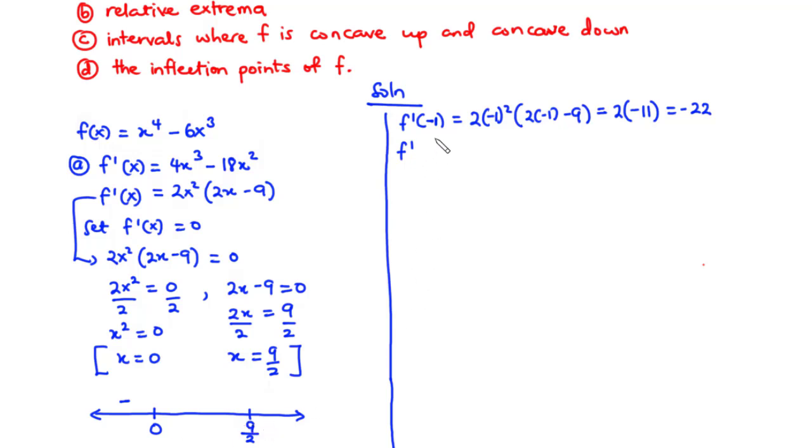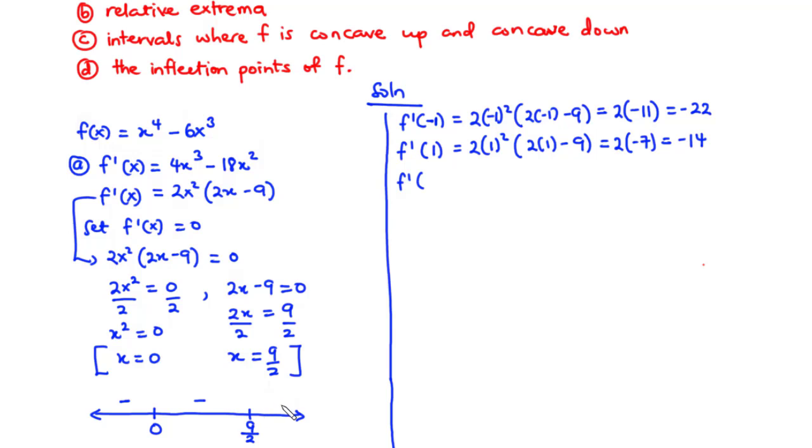Then we pick a value that is in between 0 and 9 over 2. So we can pick x equals 1. So we have 2 times 1 squared times 2 times 1 minus 9. 1 squared is 1, 2 times 1 is 2, 2 times 1 is 2, minus 9 is -7. So that gives -14. So we also have a negative value here.